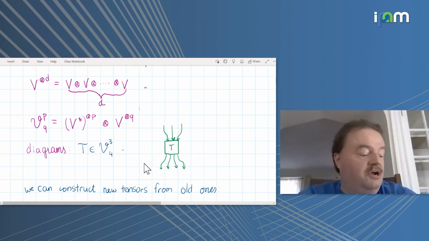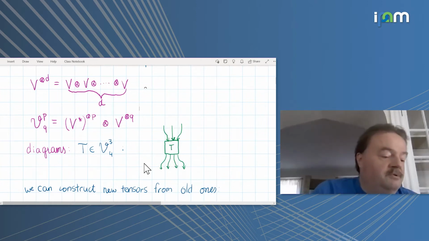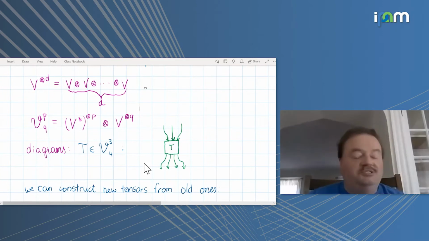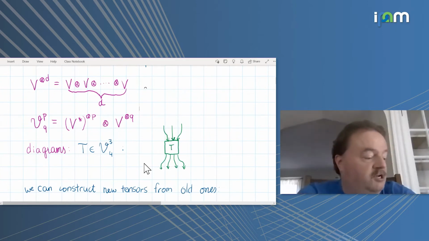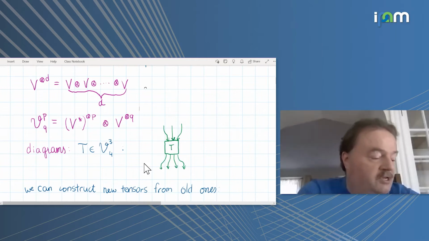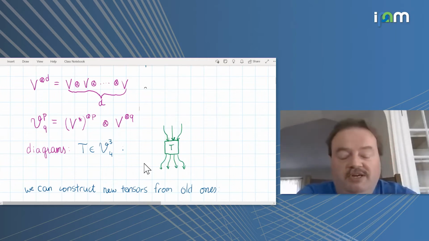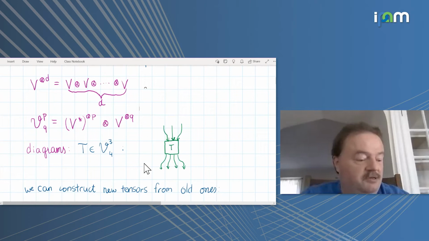Okay, so these are these kind of wiring diagrams, and people working with tensor networks use these kinds of diagrams also. Although in my setup, for now at least, I will make a distinction between V and its dual space, because if you consider the action of GL(V), they're not the same.